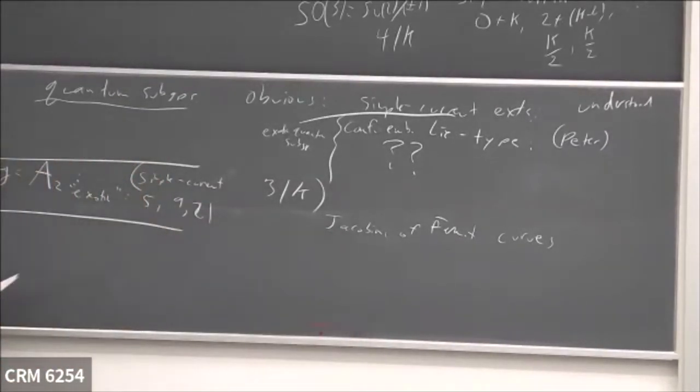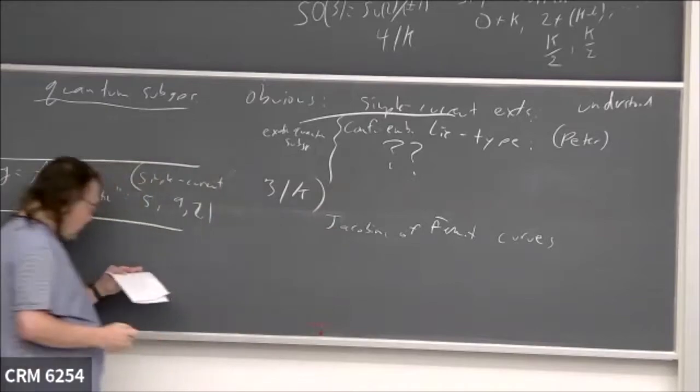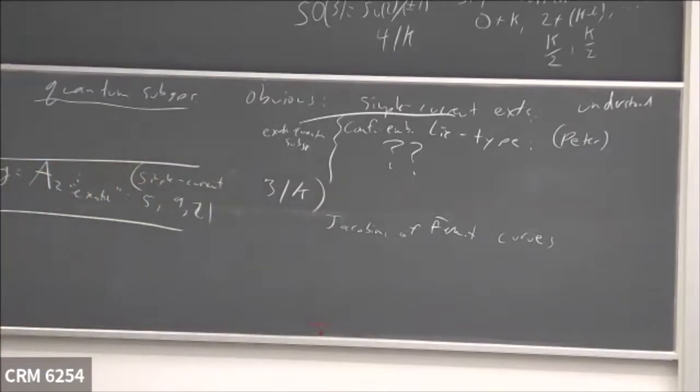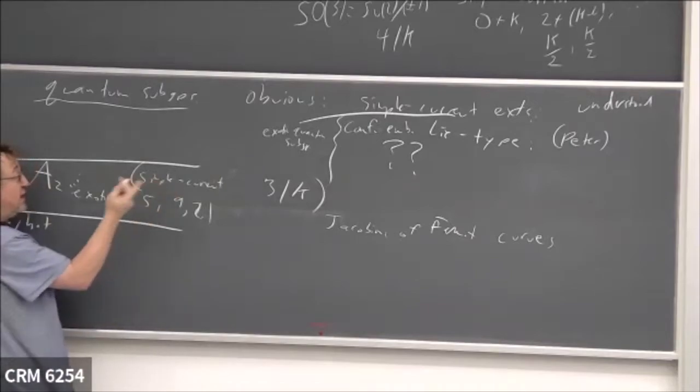Okay. And so our question is to try to understand what else is going on. Now, what do we expect? We don't have a very interesting answer, to be honest, for A1 and A2. There's nothing unobvious that exists.